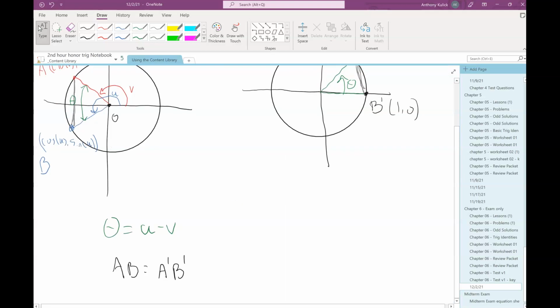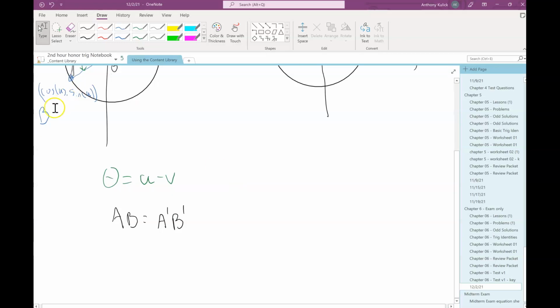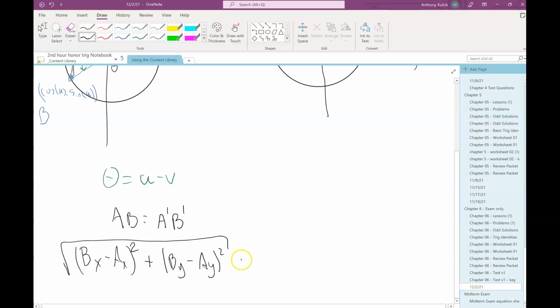So I'm going to use the distance formula then to calculate this. So remember, the distance formula is the x-coordinate for B minus the x-coordinate for A, squared, plus the y-coordinate for B minus the y-coordinate for A, squared, square rooted. And we can say the same thing about A prime B prime. Right, so this is just me writing down the distance formula again without plugging anything in.